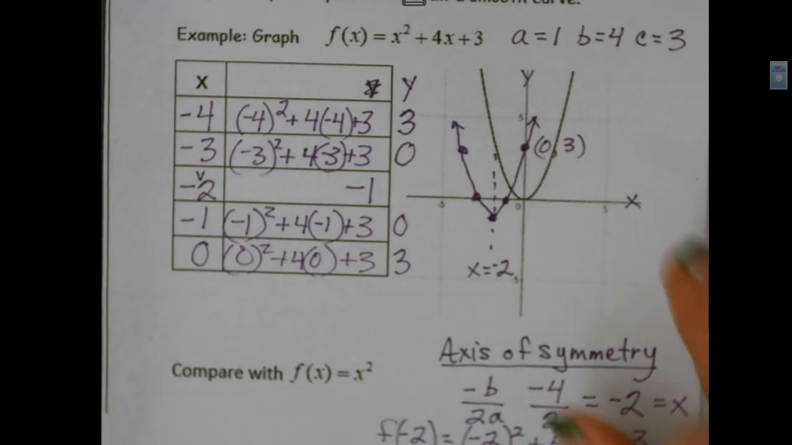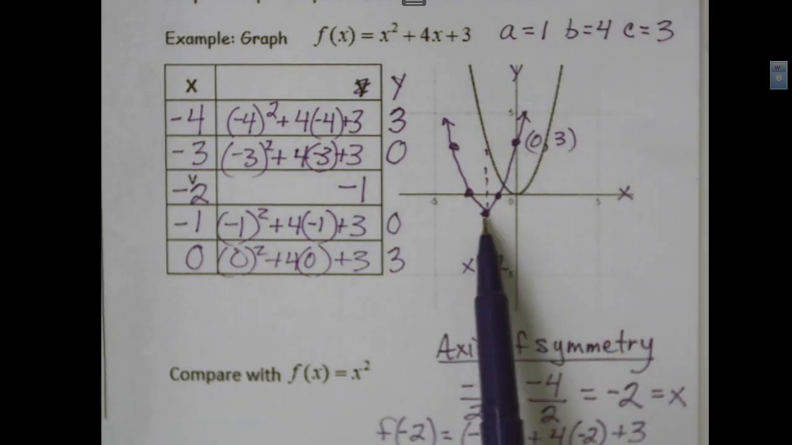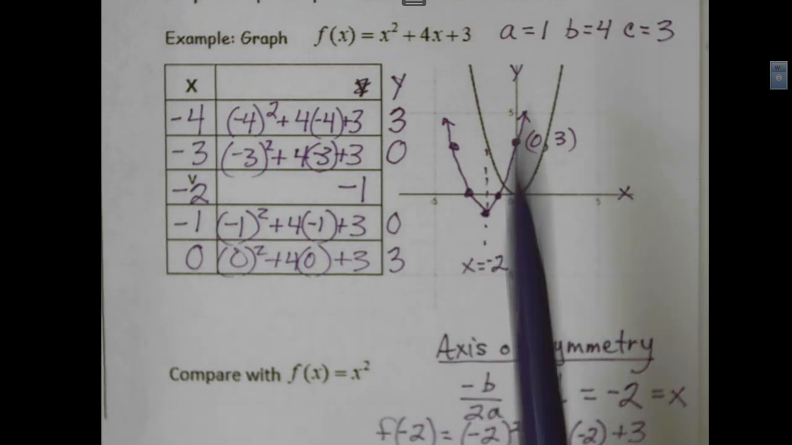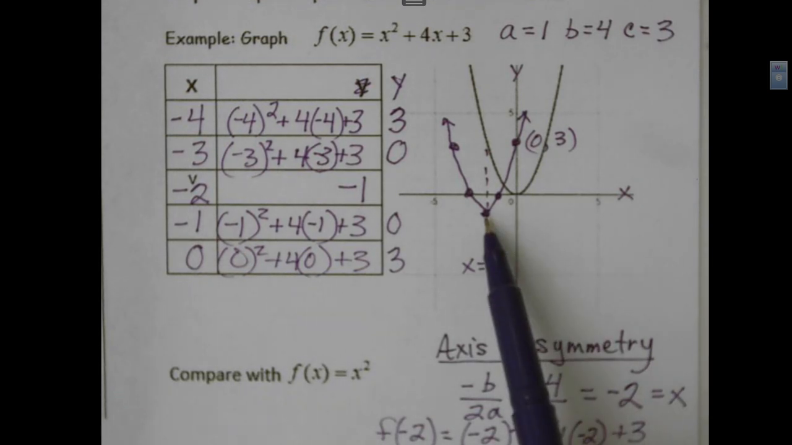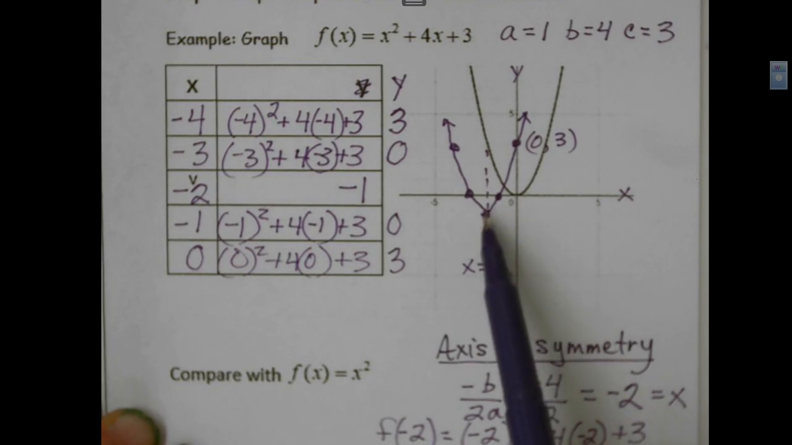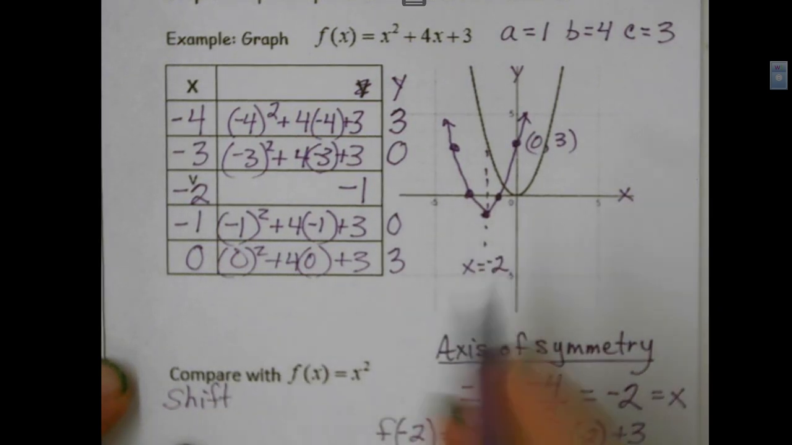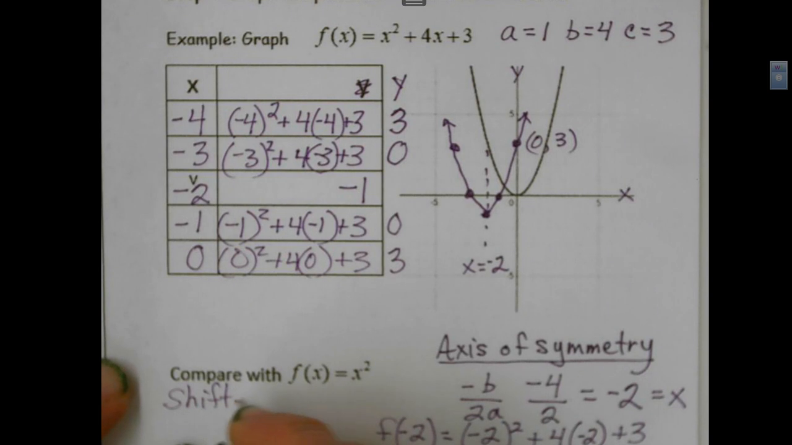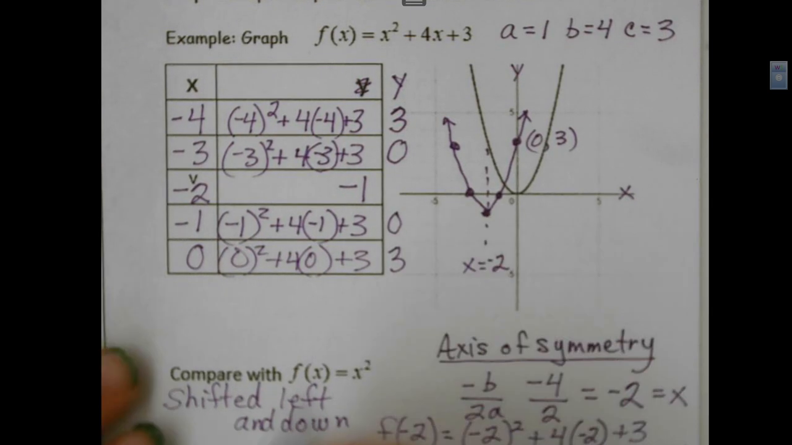Now the last thing we are going to do is compare it to the parent function. How you compare it is really based on the vertex, and whether it's opening up or opening down. But right now, we're just going to focus on the vertex. All we're going to say is that this parabola shifted left and down. That's all we're going to say. We're going to talk more about the characteristics of a parabola in the days to come. So we're going to say shifted left and down, and again, that is based on the vertex.